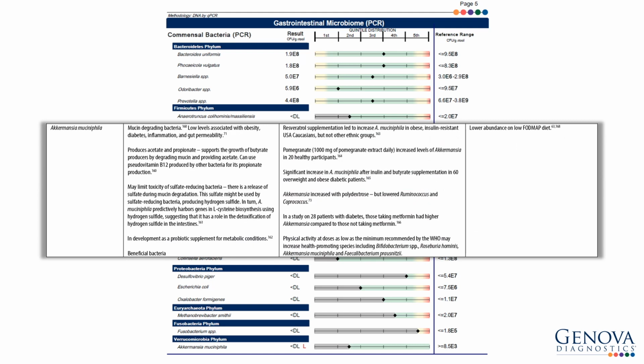Here we have the commensal bacteria chart that shows the individual bacteria and associations, and I'm showing Akkermansia here. This patient had low Akkermansia, which is important for gut membrane integrity. The chart shows that higher Akkermansia levels are associated with resveratrol, pomegranate extract, inulin, and even physical activity, and lower levels are associated with a low FODMAP diet.